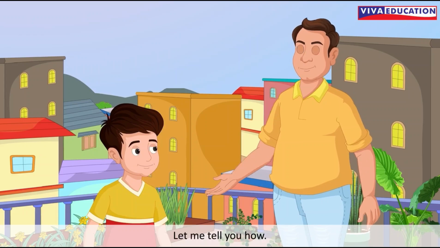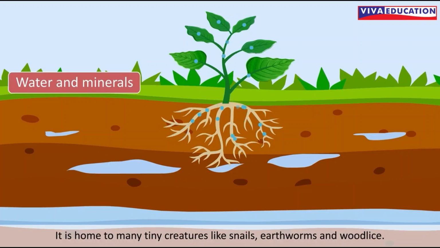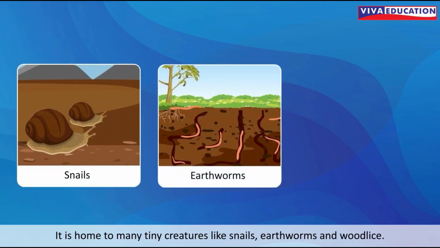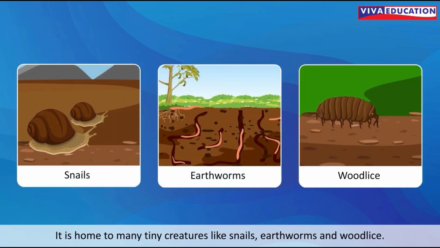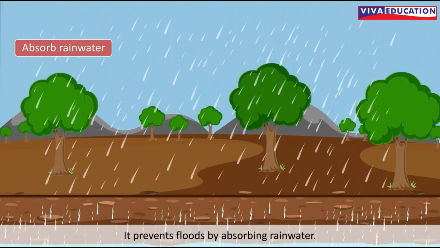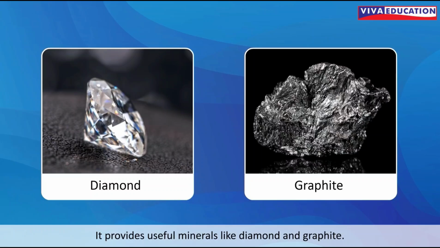Let me tell you how. Soil provides water and minerals for the growth of plants. It is home to many tiny creatures like snails, earthworms, and wood lice. It prevents floods by absorbing rainwater. It provides useful minerals like diamond and graphite.